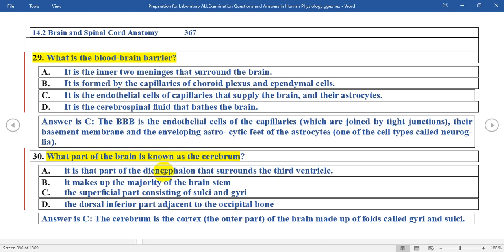30. What part of the brain is known as the cerebrum? It is that part of the diencephalon surrounding the third ventricle. It makes up the majority of the brainstem. The superficial part consists of sulci and gyri. The dorsal inferior part adjacent to the occipital bone. Answer is C.